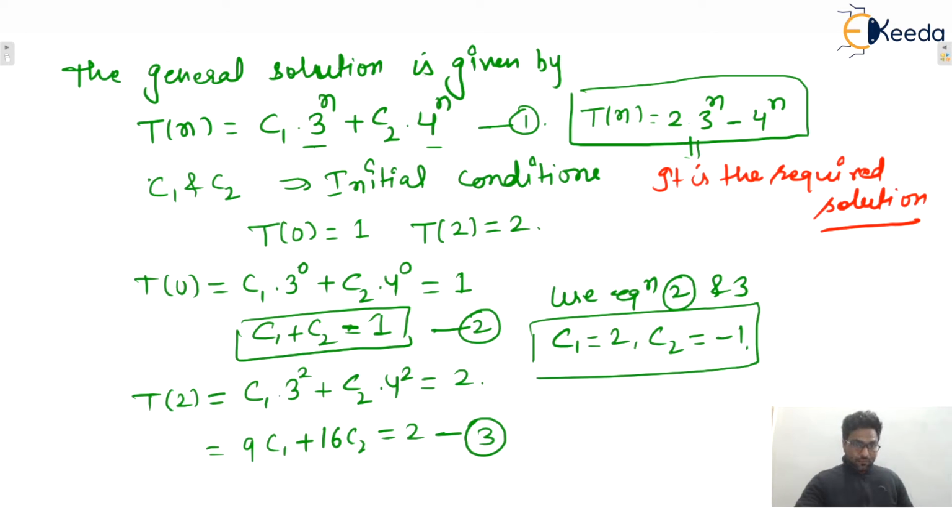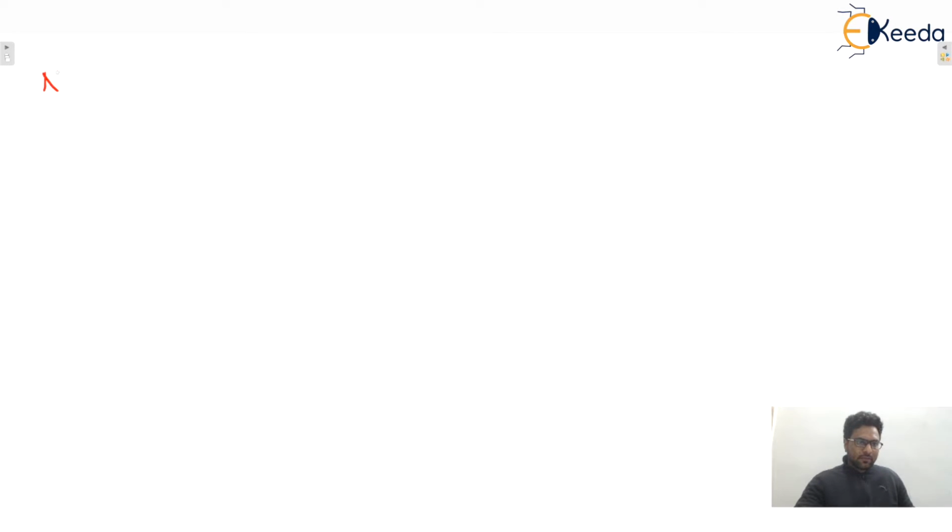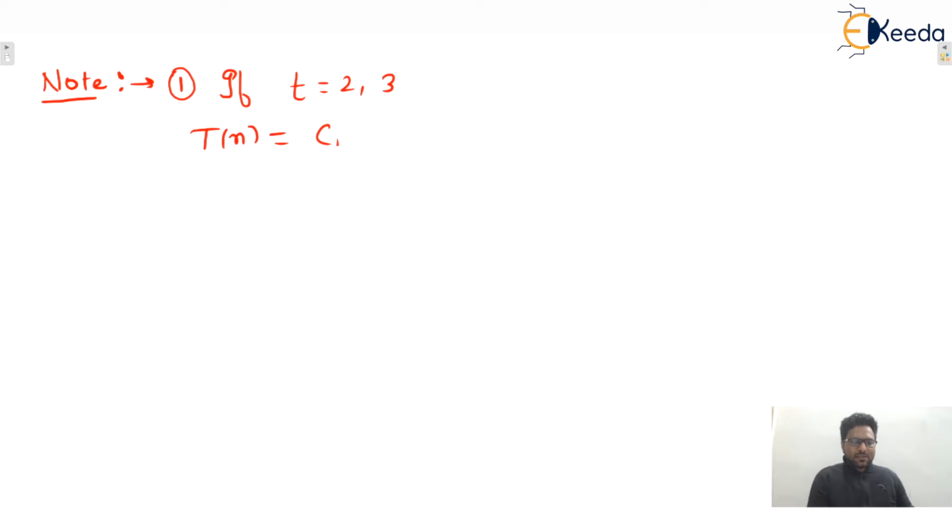Write down the next note. Remember this: this procedure was for when both roots, or any number of roots, are distinct. What to do when roots are matching? So remember, first point: if two roots are there, first one is 2, second one is 3, then T of n will be c1 into 2 raised to power n plus c2 into 3 raised to power n.